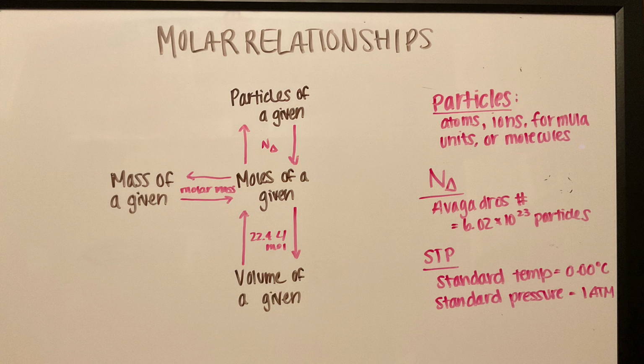When we do molar conversions, the easiest way to go about solving the problem is to use dimensional analysis, a way of setting up problems where we have to cancel units. You should also be familiar with standard conditions. The standard temperature is 0.00 degrees Celsius, and the standard pressure is 1 atmospheric pressure. You have to take this into consideration when doing these conversions.